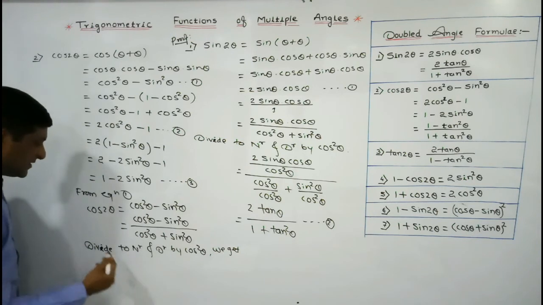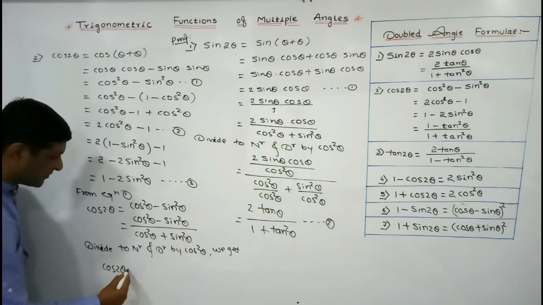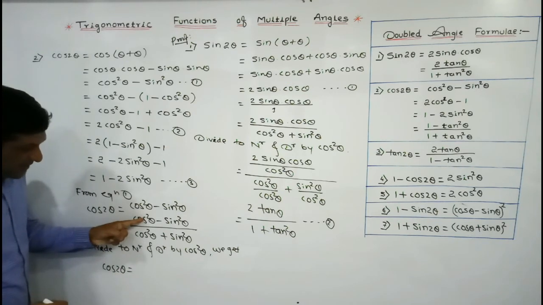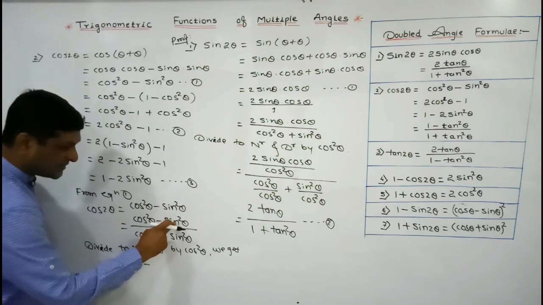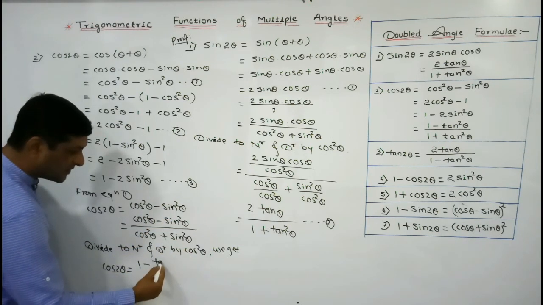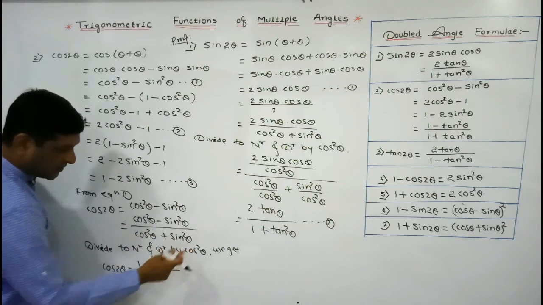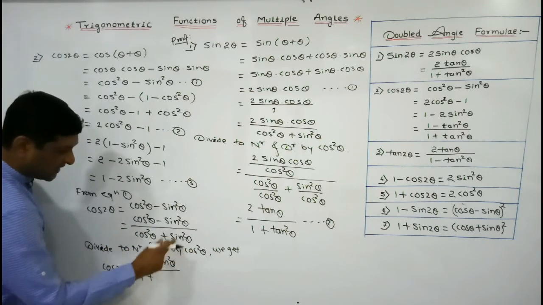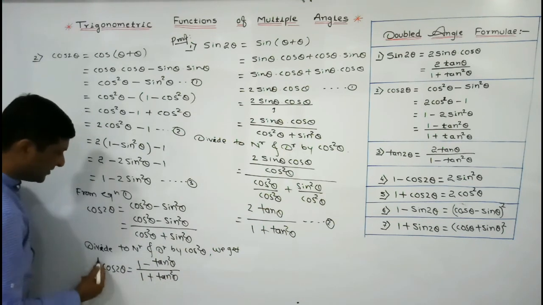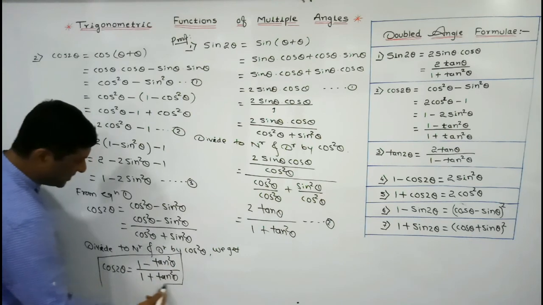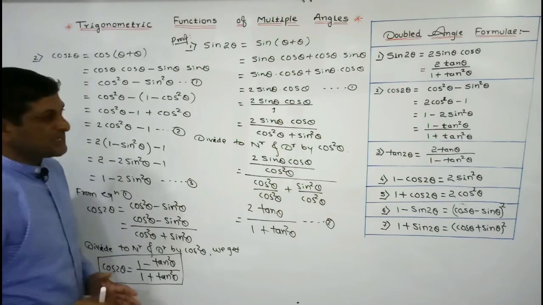So cos 2 theta will be equal to, if I am dividing here, cos square upon cos square will become 1, minus, keep it as it is, sin square upon cos square will become tan square theta. In the denominator, cos square upon cos square will be 1, plus sin square upon cos square will be tan square theta. In this way, we have got the value of cos 2 theta is equal to 1 minus tan square theta divided by 1 plus tan square theta.